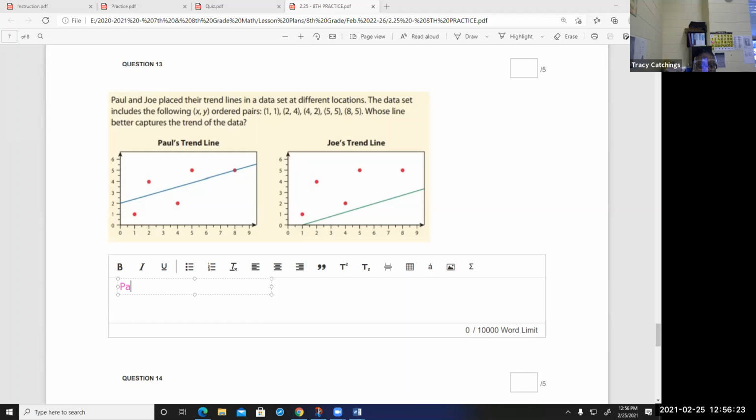Why you say Paul? Okay. Sounds good. Paul kind of went through the middle. We got 2 on top, 2 on the bottom, and then he touched 1. But Joe had all his above it. So nope, that won't work.